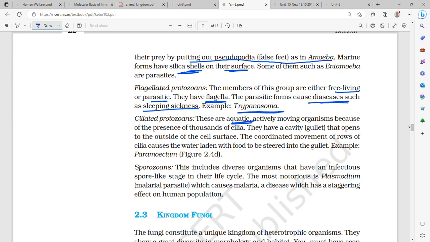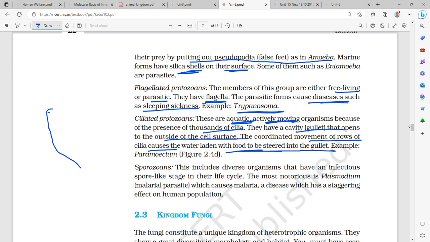Then ciliated protozoans. Ciliated protozoa are actively moving aquatic organisms because of the presence of thousands of cilia on their surface, which help them in locomotion or movement. They have a cavity, the gullet, which opens to the outside of the cell surface, and coordinated movement of the rows of cilia causes the water-laden food to be steered into the gullet.